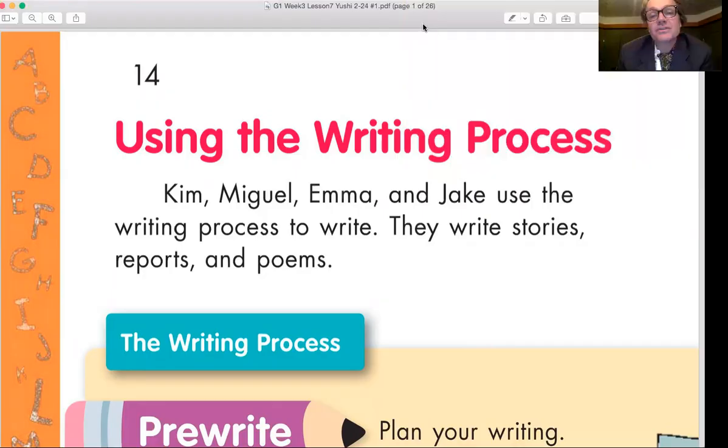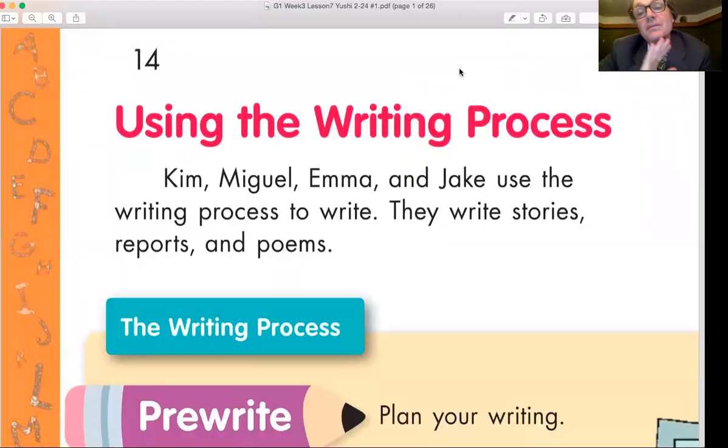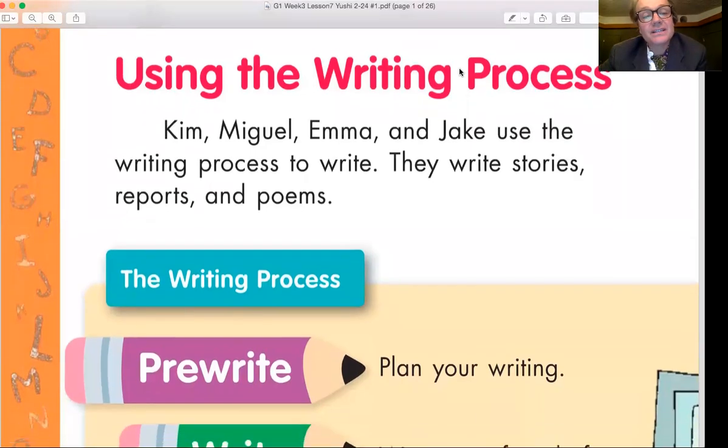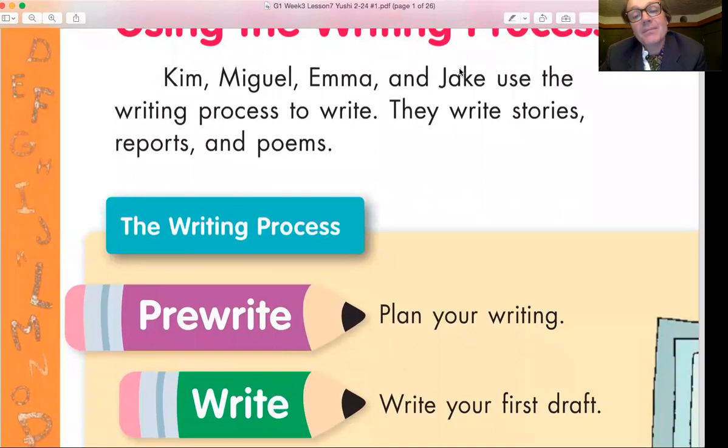I'm going to make my picture a little smaller so that we can read this together. So it's talking about the writing process, using the writing process. Let's read this on page 14. Kim, Miguel, Emma, and Jake use the writing process to write. They write stories, reports, and poems. So now it's going to tell us about the writing process.